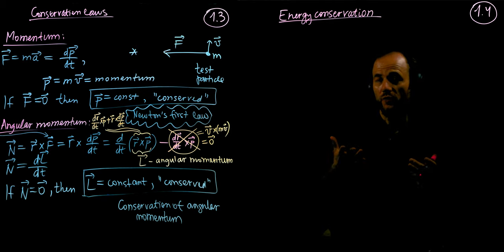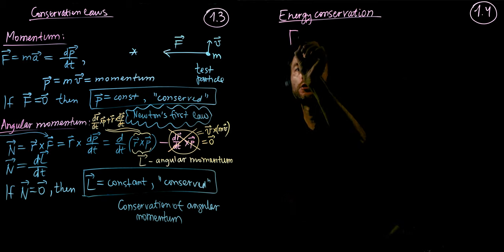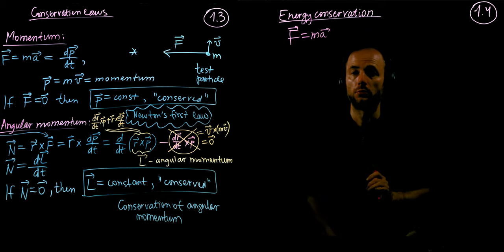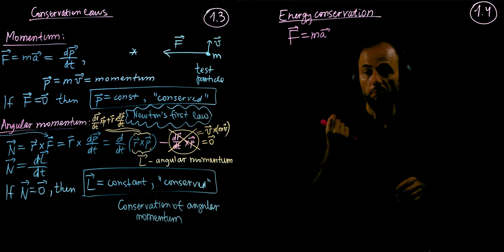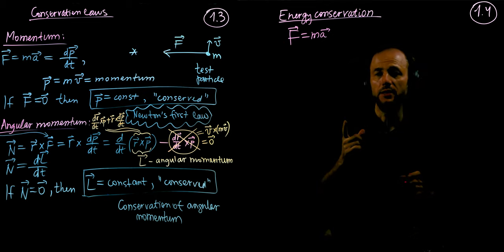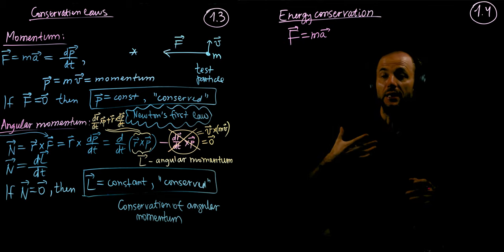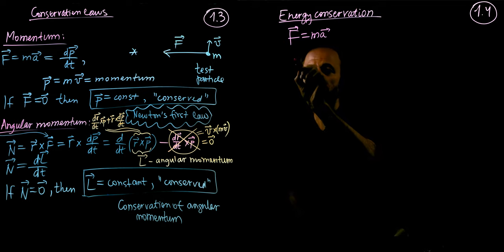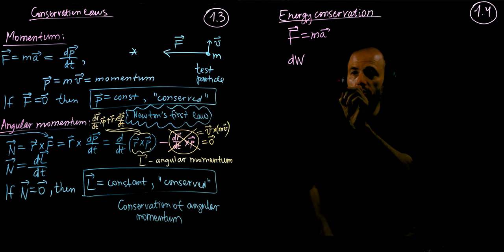Well, similar to what we've done in deriving the angular momentum conservation, we can take Newton's second law and dot something into it. But what would that quantity be? Well, let's think. Energy has to do with work. If we do work on a system, it can increase its energy. Therefore, let's try and see what is the amount of work produced by a force.